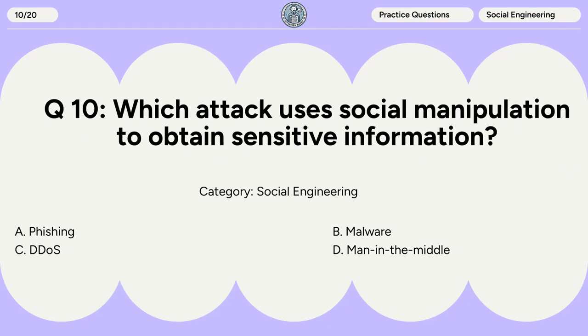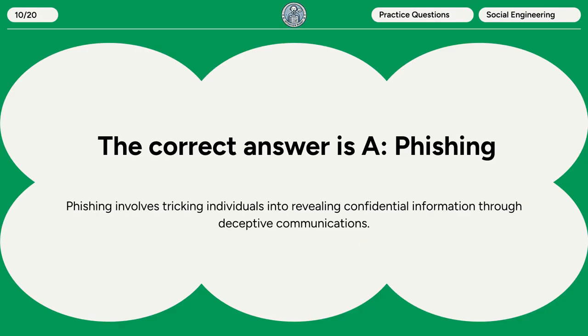Question 10. Which attack uses social manipulation to obtain sensitive information? A. Phishing. B. Malware. C. DDoS. D. Man in the middle. The correct answer is A. Phishing. Phishing involves tricking individuals into revealing confidential information through deceptive communications.